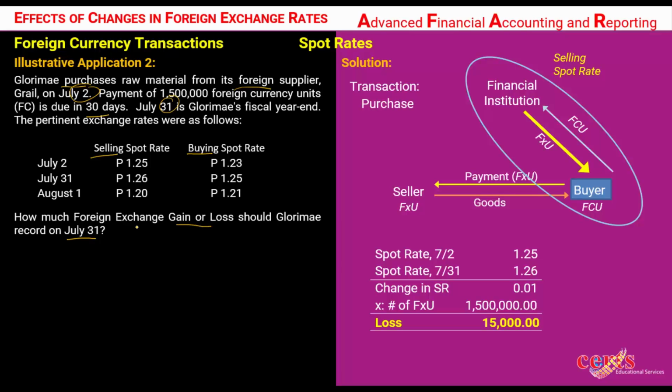And that shall be our illustrative application pertaining to the buying and the selling spot rates.